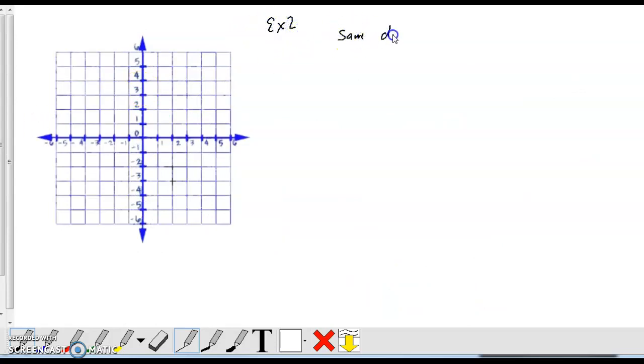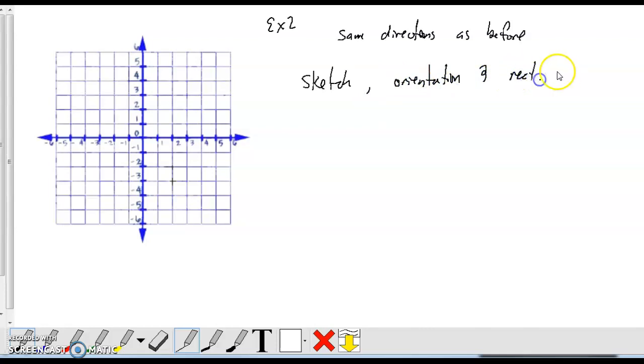So same directions as before. So sketch, graph, orientation, and we want a rectangular equation. Okay, and here are our equations. So we're going to say x is equal to t, and y is equal to -2t. This time, I'm going to say our time is in between -2 and 2. Okay, so try this, see what your graph looks like when we come back in part 2.